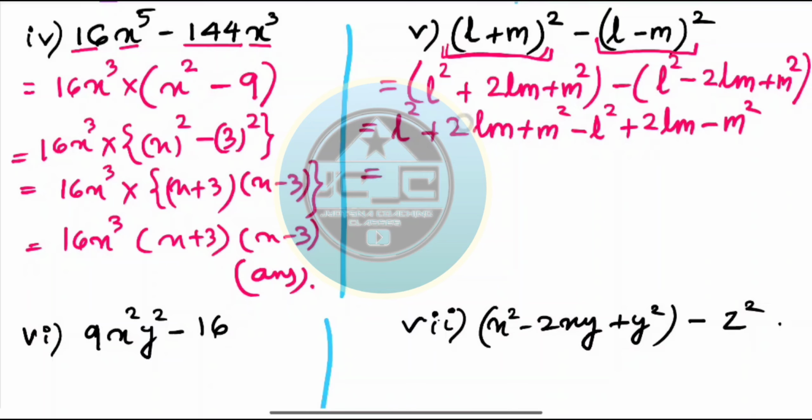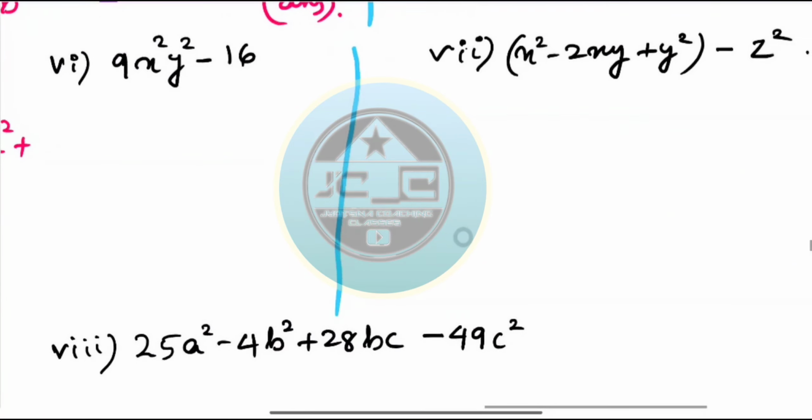Clear? Now we can see that L square got cancelled. Clear? M square got cancelled. The only thing remaining is 2lm plus 2lm, so it makes 4lm. This is the final answer. If you are being asked what are the factors of this expression, 4 is a factor, L is a factor, and m is a factor. Clear? This is it. Now let's move to the VI, right?